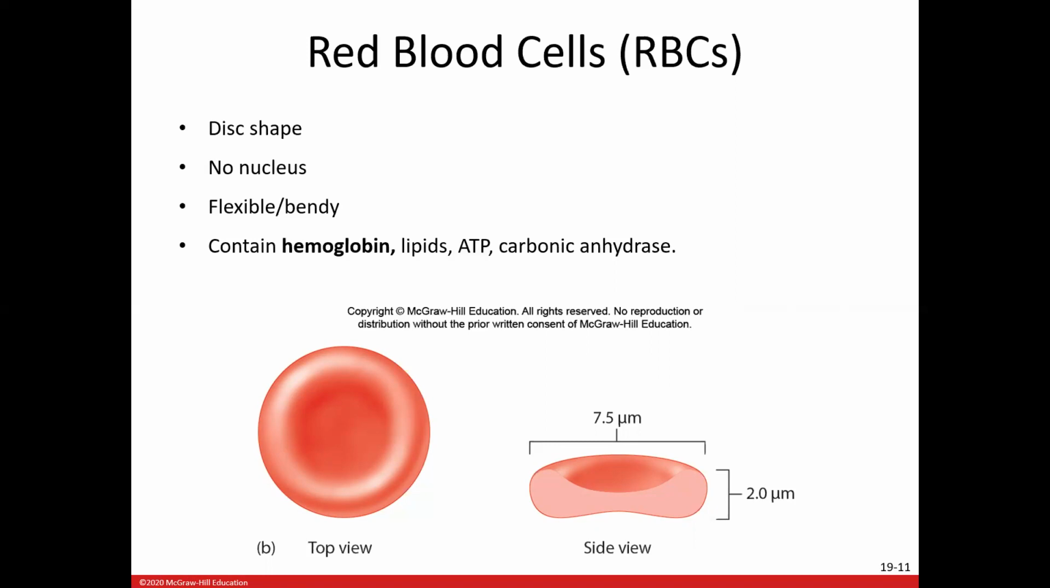They contain a handful of different things. The most important thing that they contain is hemoglobin. That's the molecule that ultimately allows oxygen to bind to it. But they can also carry things like lipids, your ATP molecule for energy, as well as your carbonic anhydrase. And your carbonic anhydrase is important because that is what most of your carbon dioxide is transported as.